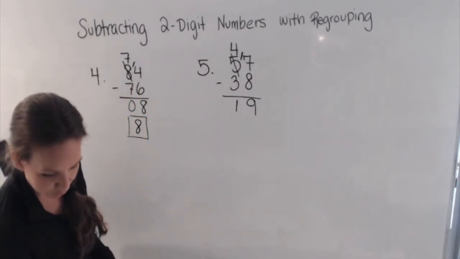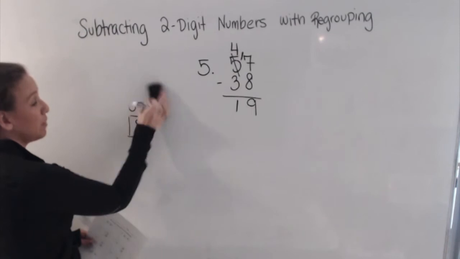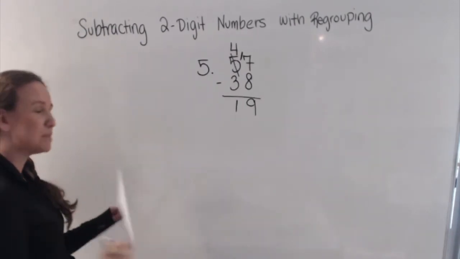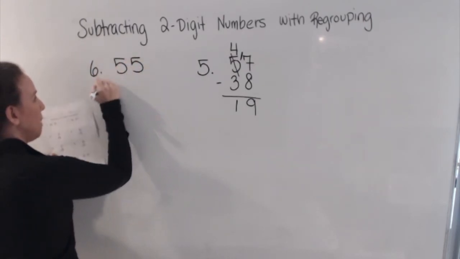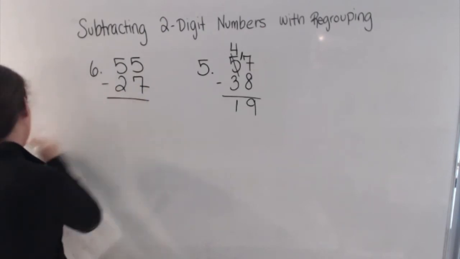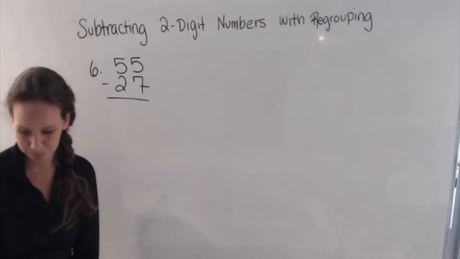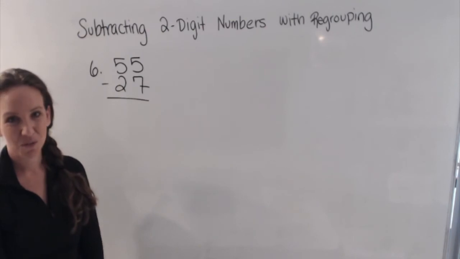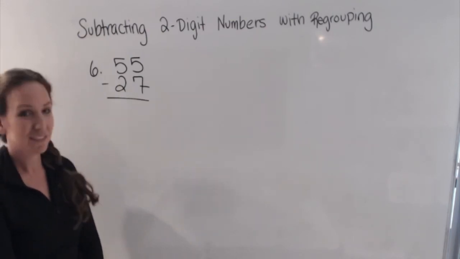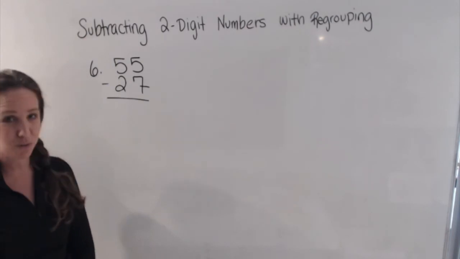So now I'm going to give you time to do one on your own. I want everyone to try this one on your own. And if I'm going too fast for you, please, please, please put me on pause. Problem 6 says 55 minus 27. Now, let's give you guys a few seconds to do this. So, do you think you got it?